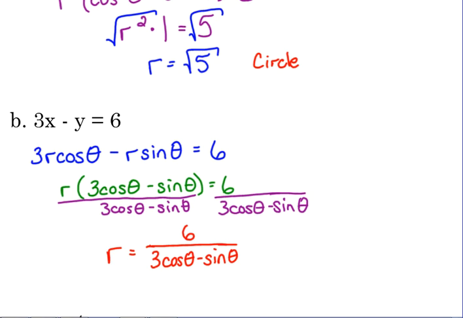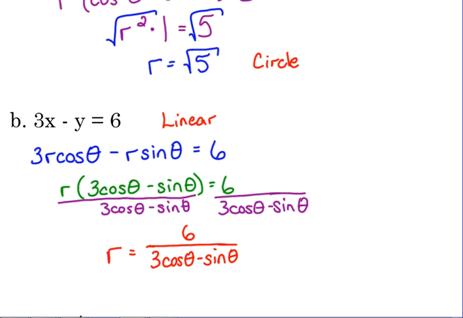Now tell me this. What is that the equation of? Look back at the rectangular form. 3x minus y equals 6. What kind of graph is that? Linear. It's linear. You got an x and a y. They're both to the first power. That's a linear function. So linear functions, very simple in rectangular form, not so simple in polar form.